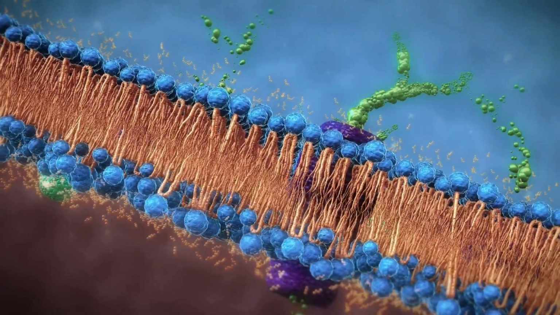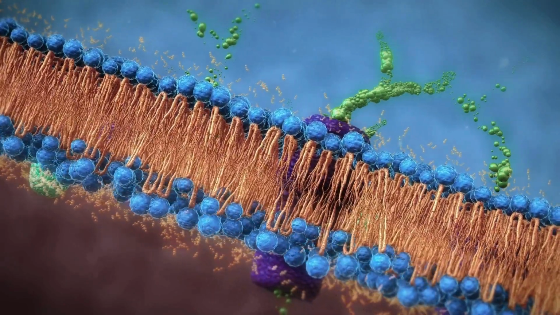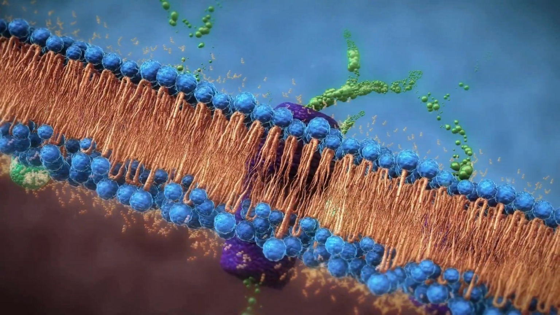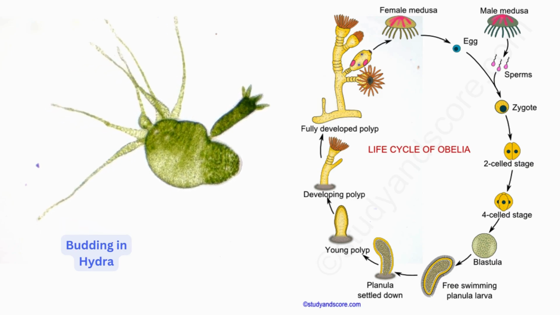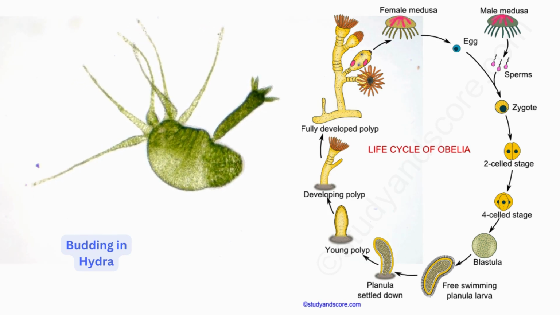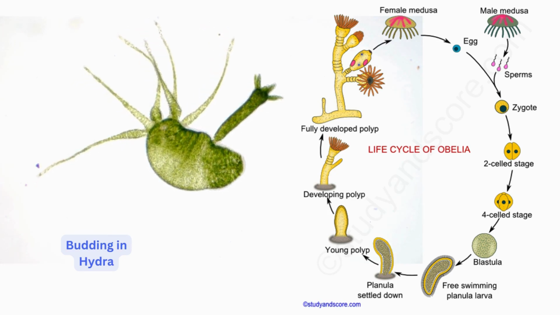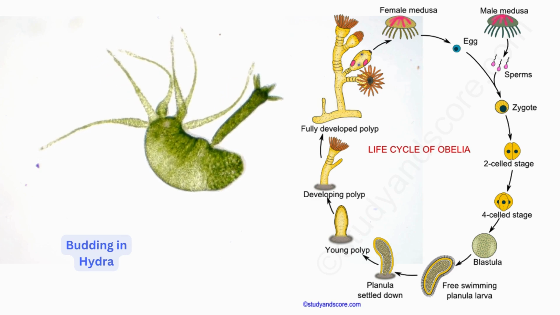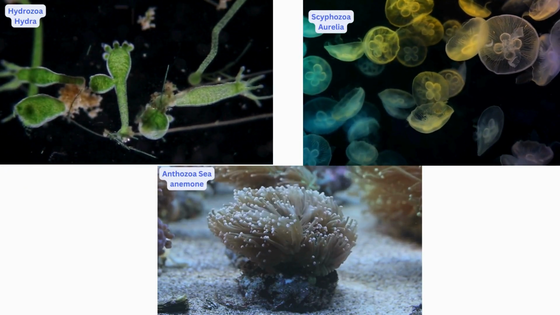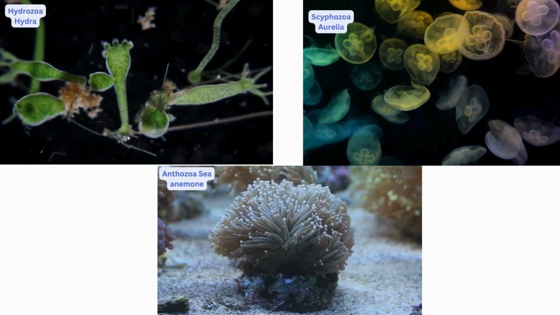Respiration and excretion occur via diffusion through the body surface, with ammonia as the primary excretory waste. Cnidarians reproduce sexually and asexually and exhibit regeneration. Their life cycles often include alternation of generations or metagenesis. Cnidarians are classified into Hydrozoa, Scyphozoa, and Anthozoa.